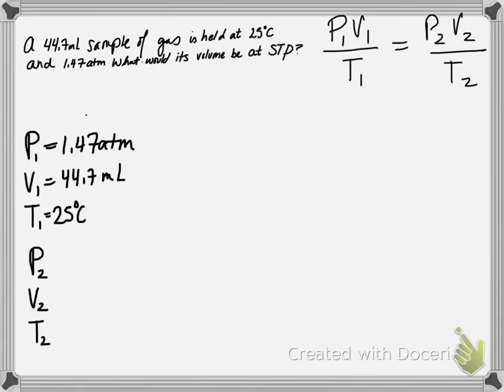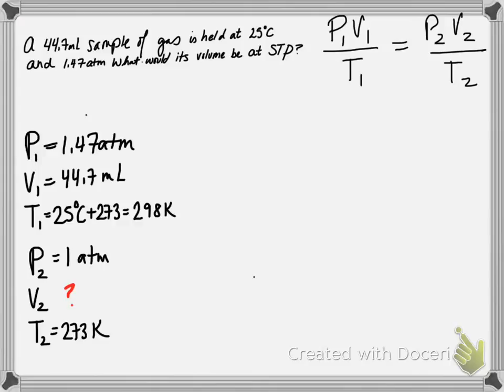How do you do that? Remember, just add 273. So we have our initial temperature of 298 Kelvin. Now what about our final conditions? What's our final pressure? What's our final temperature? Obviously, we're looking for our final volume. We're asked about its volume at STP, which means we have to remember what standard temperature and pressure mean. Standard temperature is 0 degrees Celsius, or 273 Kelvin, and standard pressure is 1 atmosphere. That makes the math easy.